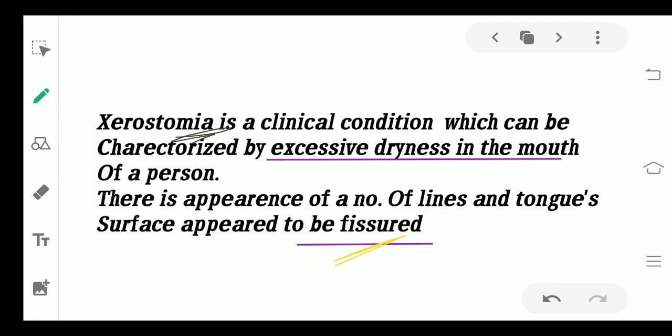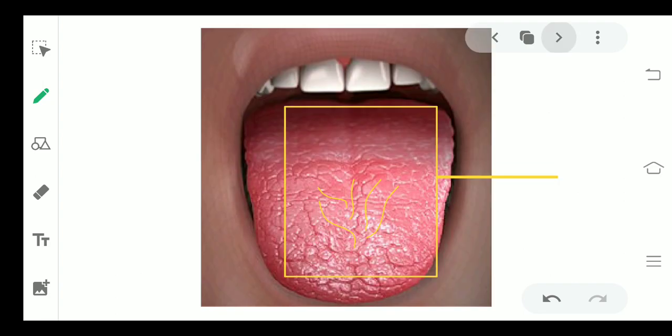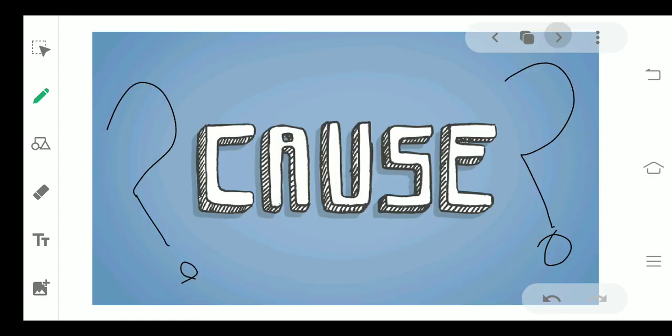I will show you in the figure what a fissured tongue looks like. But in very layman language, you can understand that there are a number of lines which can be seen on the surface. Now this is what the tongue looks like. You see there are so many lines and indentations all over the surface of the tongue, and this is how a tongue suffering from xerostomia looks like.